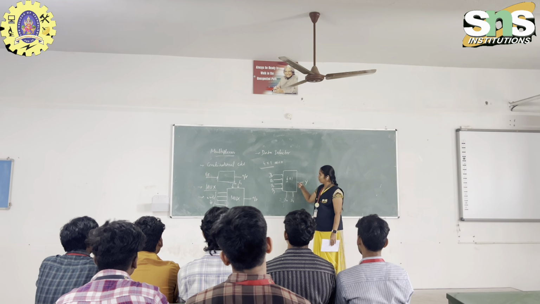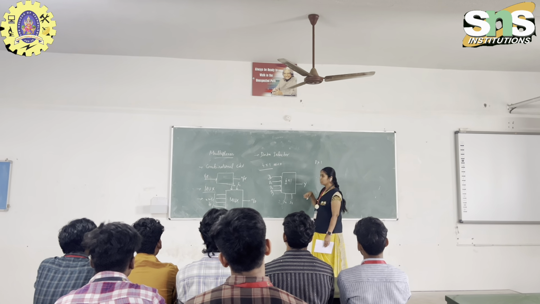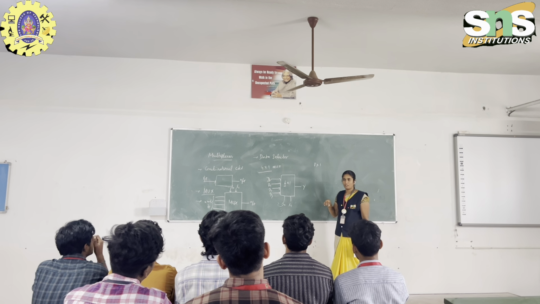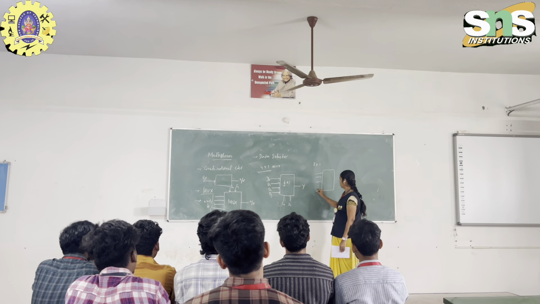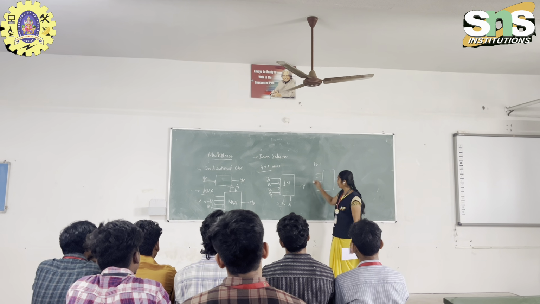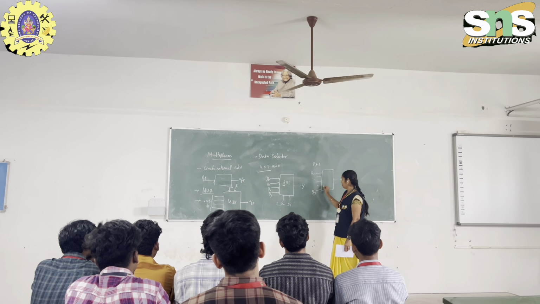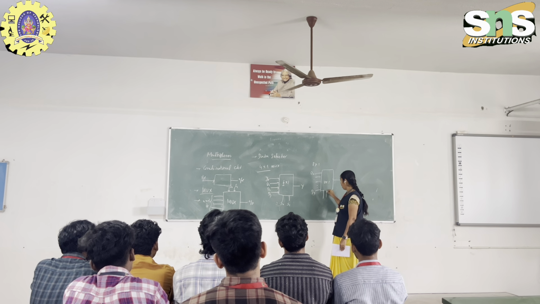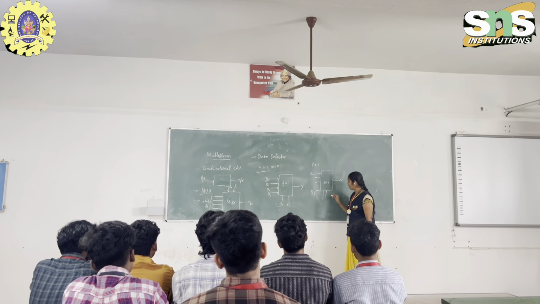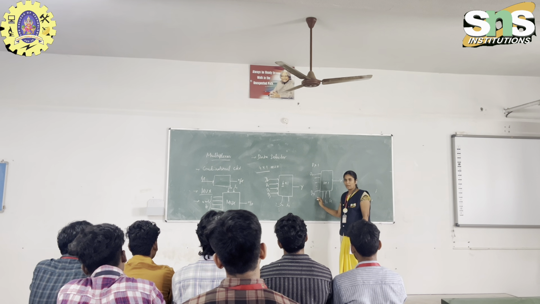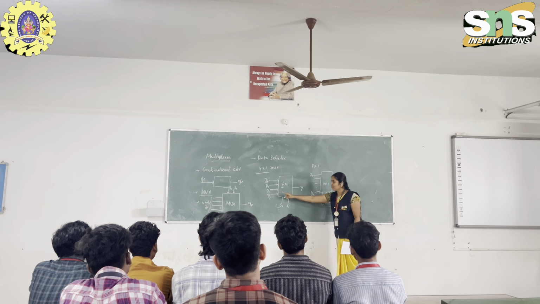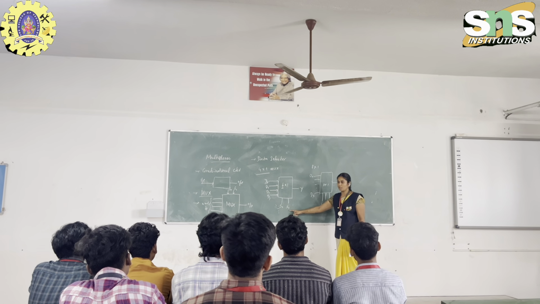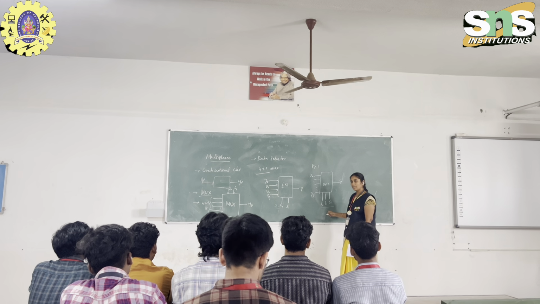For an 8 to 1 multiplexer, how many inputs and outputs are there? 8 inputs, 1 output, that is D0 to D7. For this, how many selectors are there? 3, because there are a total of 8 values, so the selector switches are based on the number of inputs. Here, 4 inputs have 2 selectors, and 8 inputs have 3 selectors.